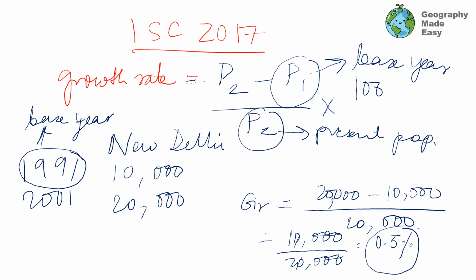So in this question, they had asked us to identify the state with the highest growth rate of population. This can only be done when you are calculating for each state and finding the one with the highest growth rate. So the highest number will be your answer.